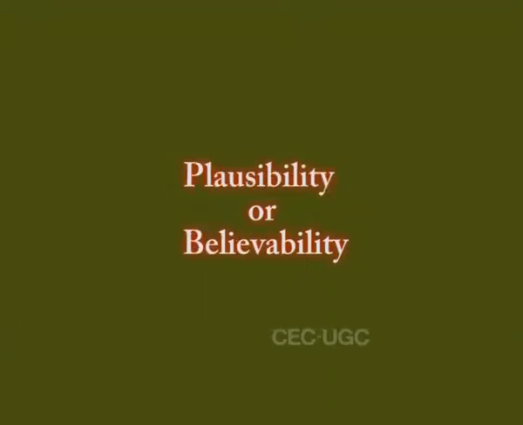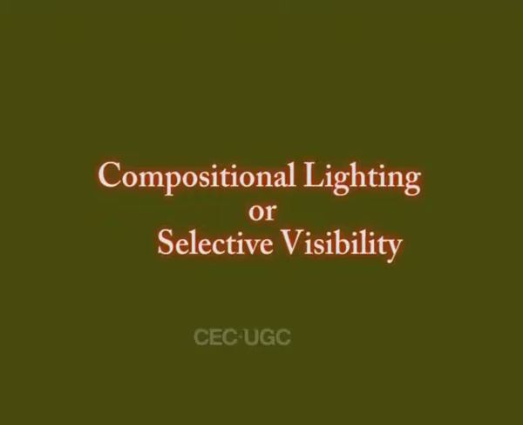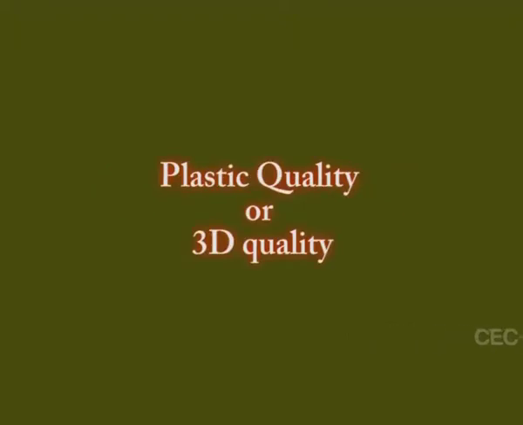Number 1, illumination or visibility. Number 2, plausibility or believability. Number 3, compositional lighting or selective visibility. Number 4, psychological lighting. Number 5, plastic quality or 3D quality. Now I will discuss these points one by one.